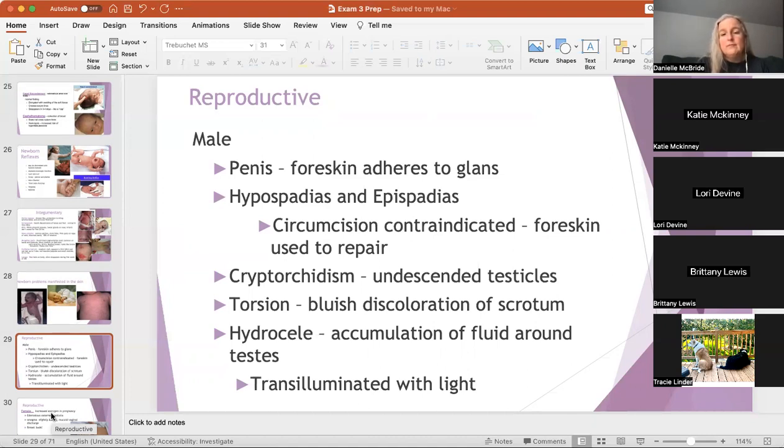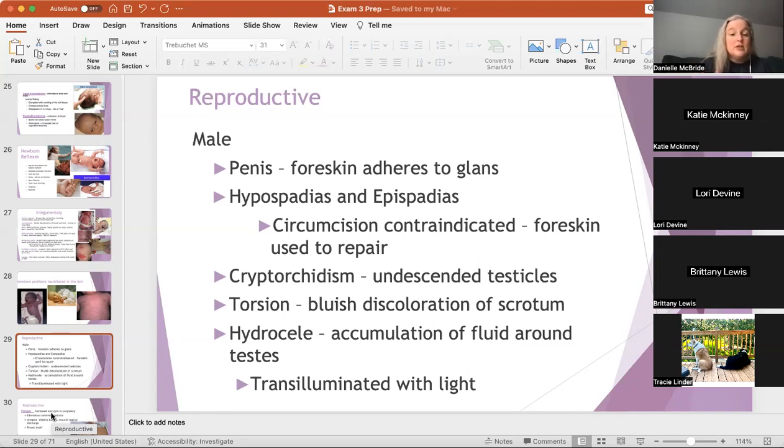Is it the hypo? Yeah, well, it depends, right? Where's the meatus with hypospadias? It's on the underside of the penis, on the glans. And then epispadias is if the meatus is towards the top. If your baby has a hypospadias or an epispadias, then they're not going to do a circumcision right now because they can use the foreskin to repair this.